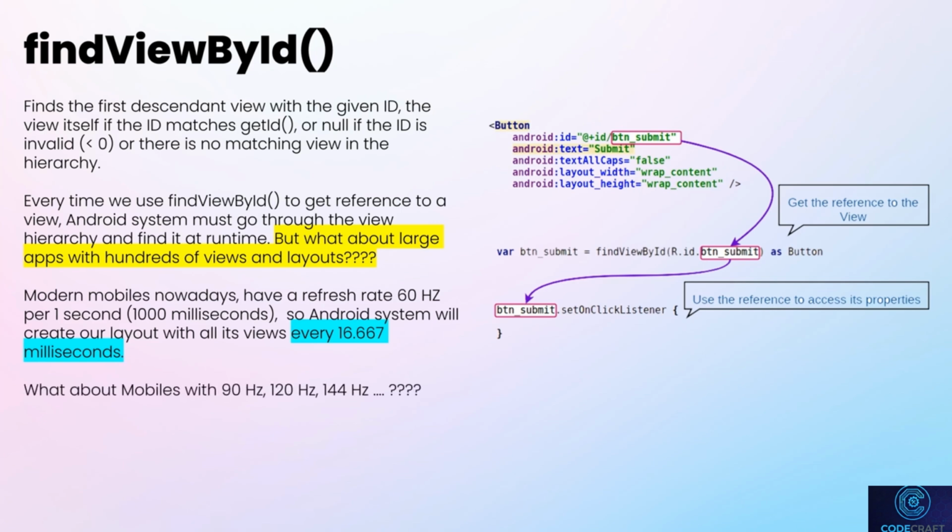The second issue, what about mobiles with 90 Hz, 120 Hz, 144 Hz and more? So the Android system will create our layout with all its views in less time, and this could lead to memory leaks and missing views. The solution is to use the data binding library.